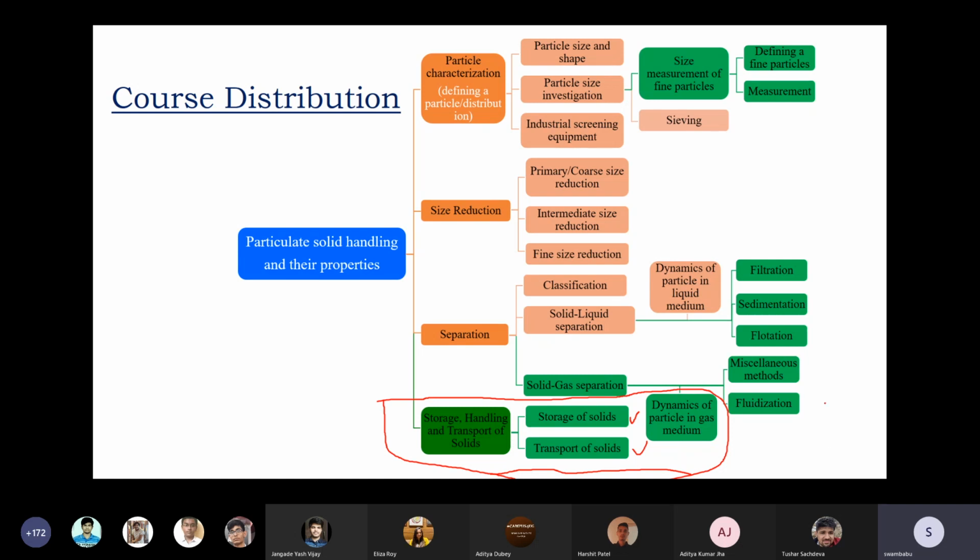slurry transport. Today I want to talk about fluidization, which I have talked about a little bit in the pneumatic transport. I will explain a little more detail about fluidization now. In the next class onwards, I will start talking about these ones. This is the fine particle characterization. We will also look into this a little later.